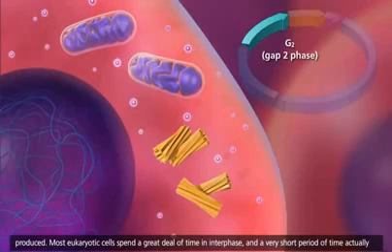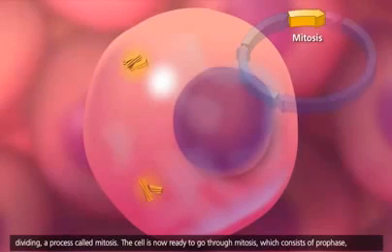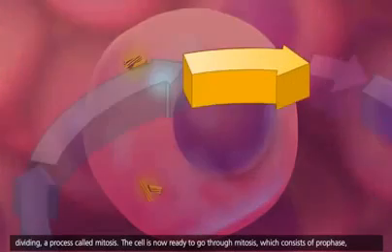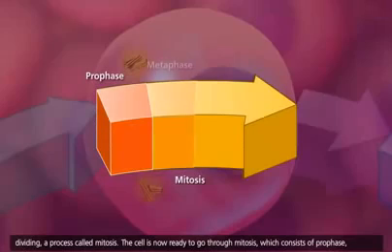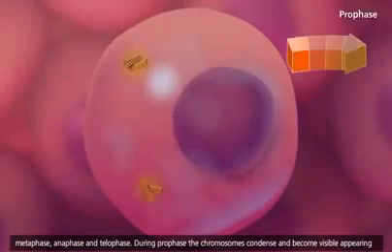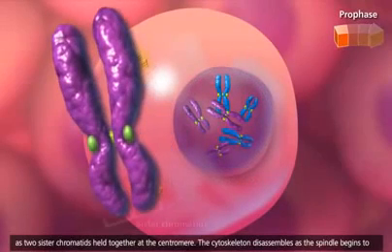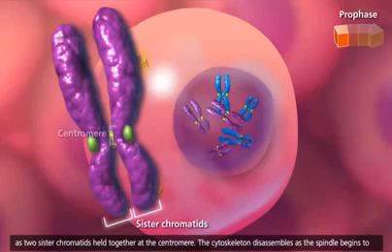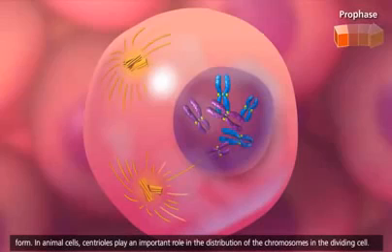Most eukaryotic cells spend a great deal of time in interphase and a very short period of time actually dividing, a process called mitosis. The cell is now ready to go through mitosis, which consists of prophase, metaphase, anaphase, and telophase. During prophase, the chromosomes condense and become visible, appearing as two sister chromatids held together at the centromere. The cytoskeleton disassembles as the spindle begins to form.